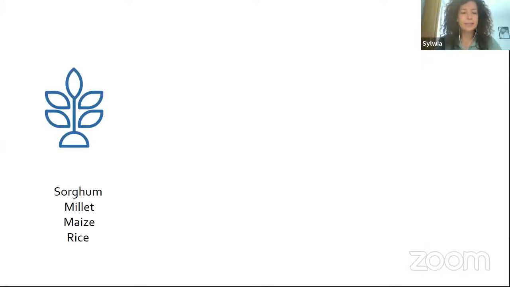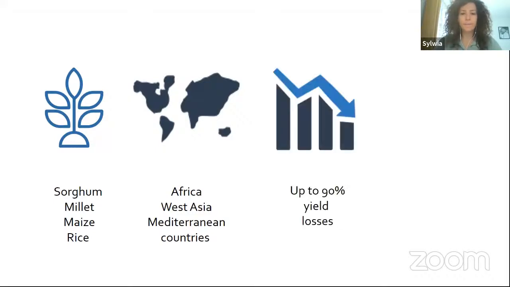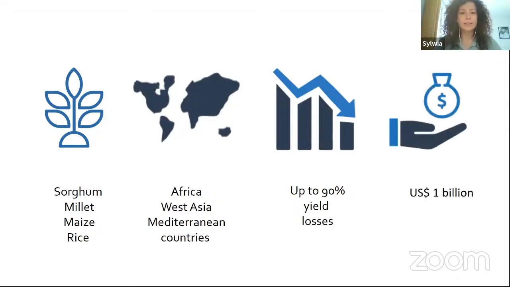Those parasitic plants cause big damage to agriculture, mostly because they attack or infest important crop species, such as sorghum, millet, maize, or rice. Striga species are present in many countries worldwide, but the most damage is caused in Africa, West Asia, and also Mediterranean countries. If a field is infected with one or more Striga species, the yield losses can be up to 90%. It is estimated that in Africa alone, Striga species cause losses of $1 billion every year.